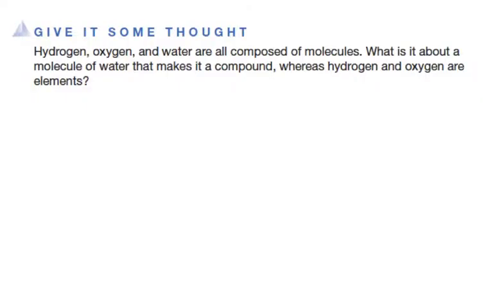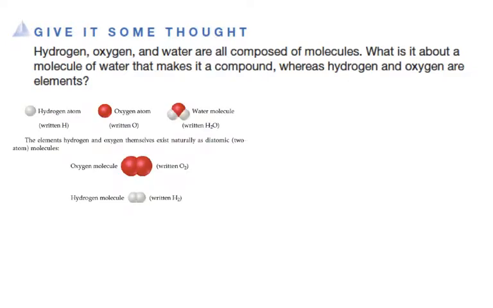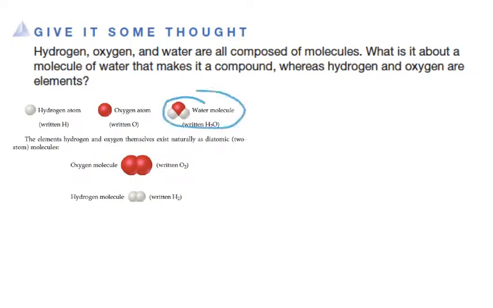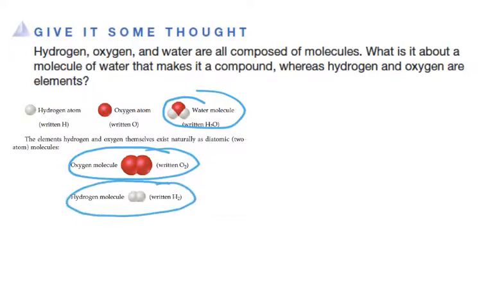And another question from your book. Hydrogen, oxygen, and water are all composed of molecules. As we can see here, there's a water molecule, there's an oxygen molecule, and there's a hydrogen molecule. Now, oxygen and hydrogen are things we call diatomic elements.